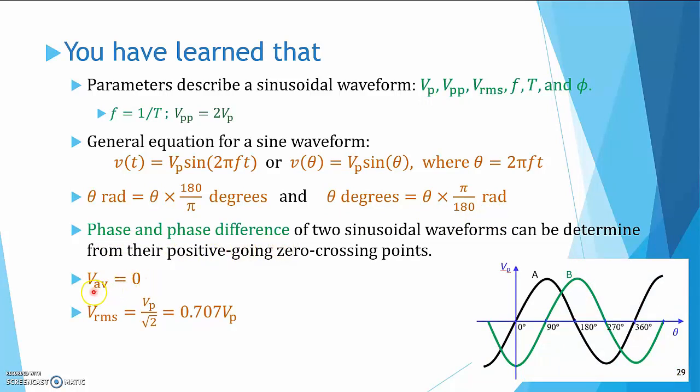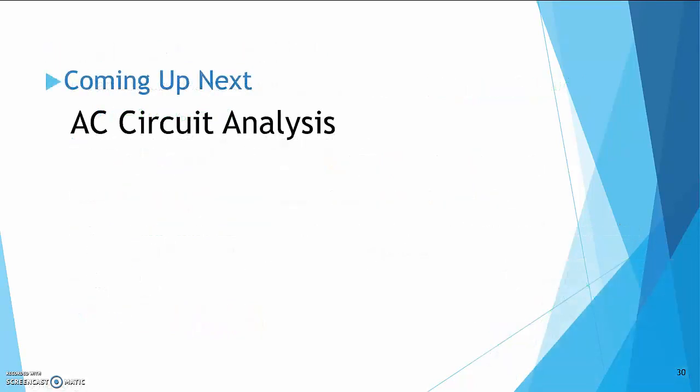For sinusoidal waveform, the average value is 0. The root mean square voltage is equal to 0.707 of the peak voltage. Next, coming up is Part C, AC circuit analysis.